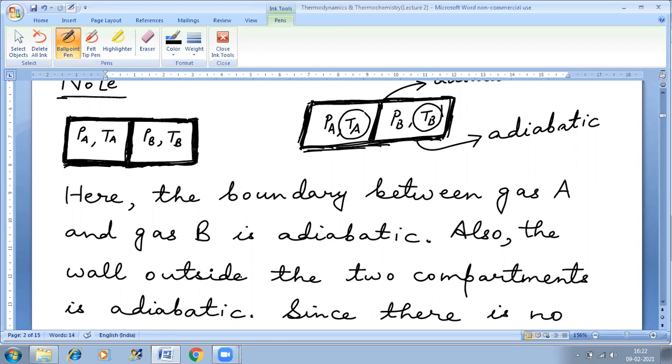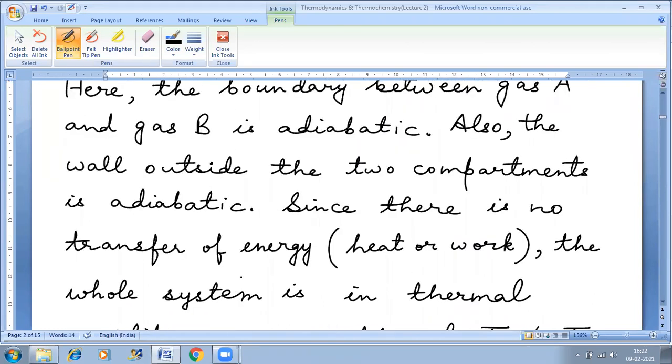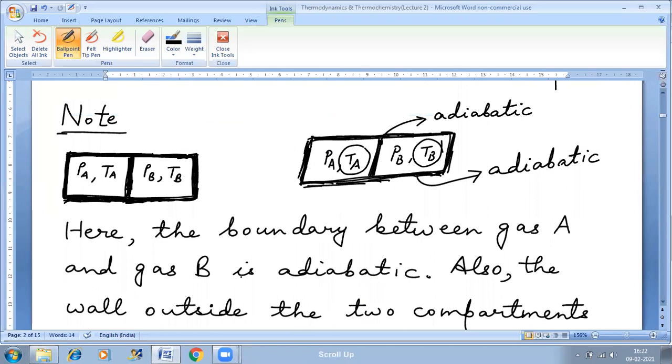So temperature T also remains the same, temperature TV also remains constant. No temperature changes. So I can say that the whole system is in thermal equilibrium. Just keep one thing in mind in this particular system: TA is some temperature and TB is some different temperature, which means TA is not equal to TB. But still I'm saying that the entire system is in thermal equilibrium because the temperature does not change with time.